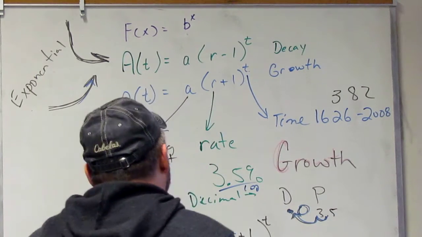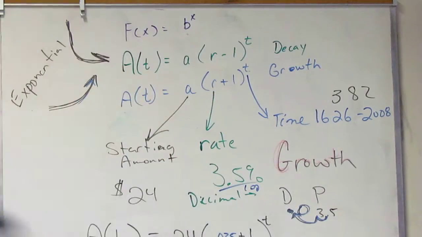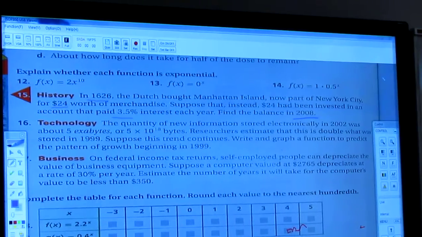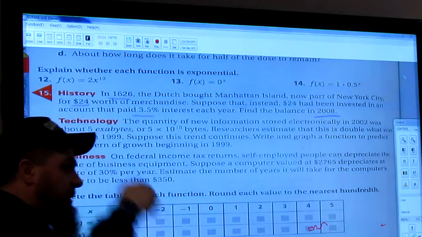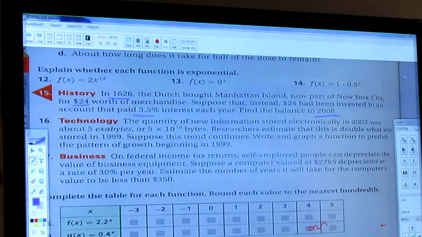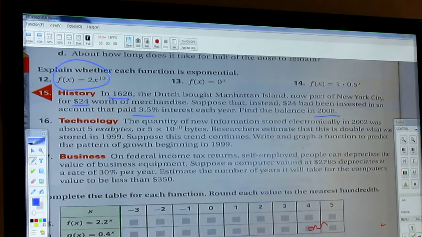Now, let's look at some functions in your homework and see what is growth and what is decay. This is homework 4.1, and you're starting with 12, and we're going to go to 17. So number 12 says, is this an exponential function? Look at 12 and tell me, is 2 times x to the 10th an exponential function? And if it is, why? And if it isn't, why not?